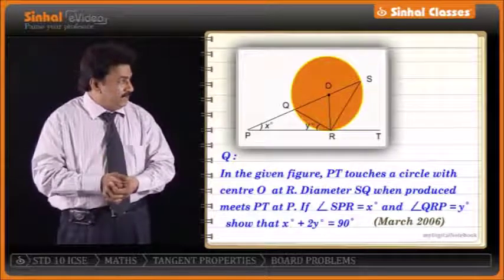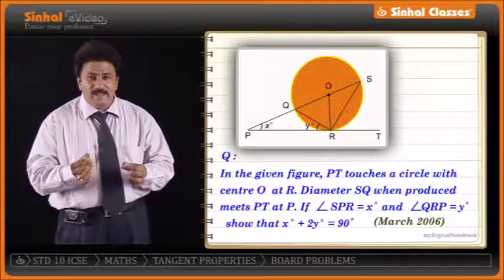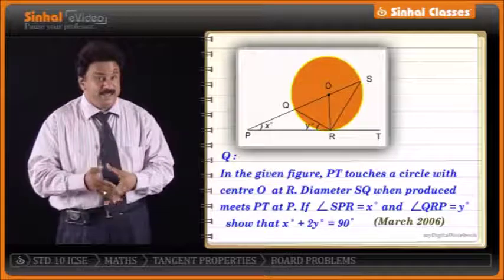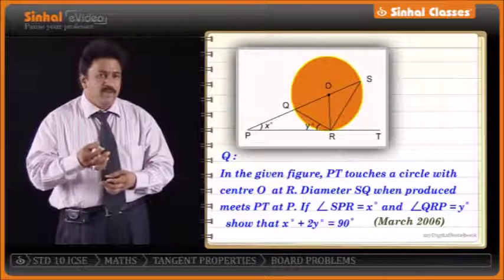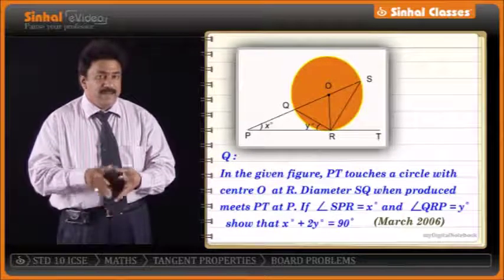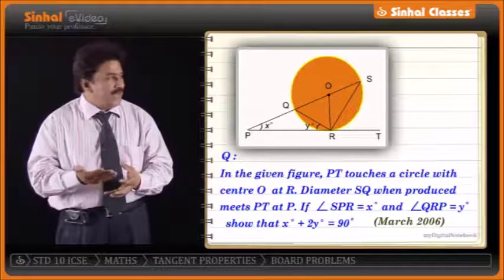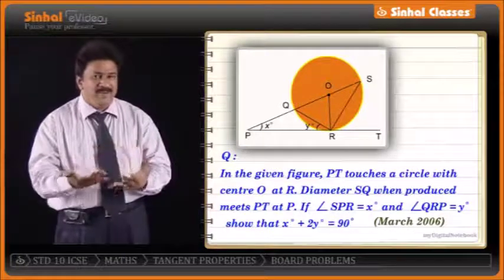PT touches a circle. PT is touching a circle, that means it is a tangent, with center O at R. O is the center of the circle, and this line is touching the circumference at point R. This is the information we have gathered up to now.